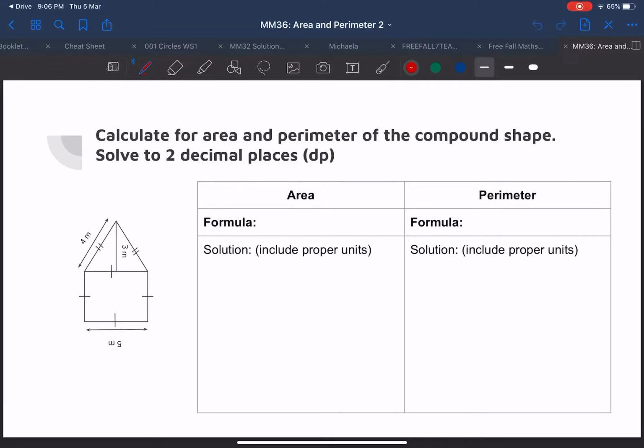Okay, so this is the video tutorial for Math Minutes 36, Area and Perimeter 2. Today we are going to look at how to solve this problem and the common mistakes that you made during the Math Minutes, okay? So first of all, I want you to look at the figure carefully. Be a geometry detective, okay?